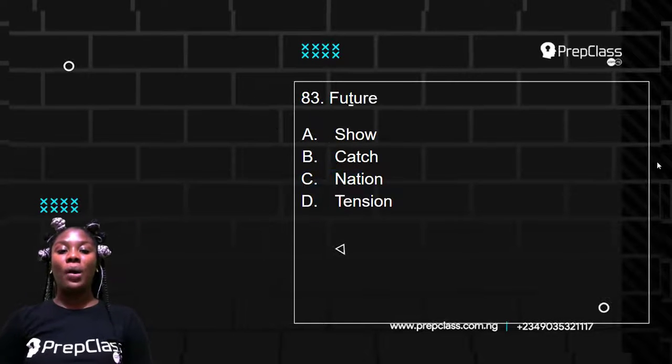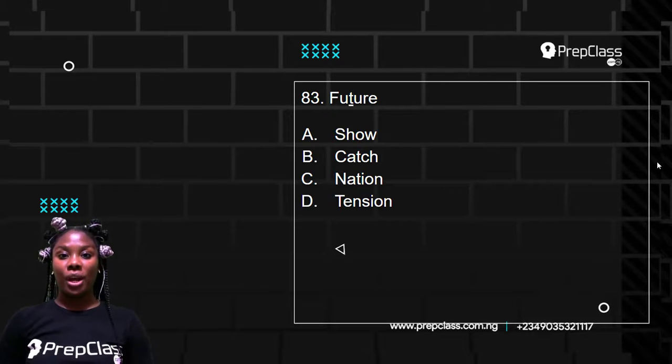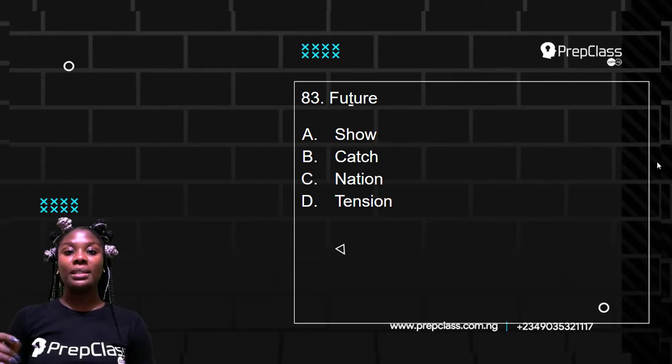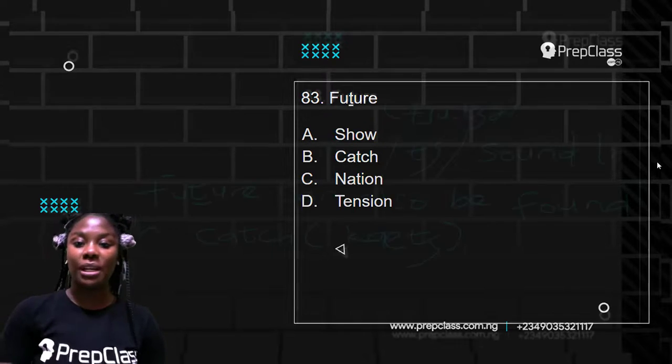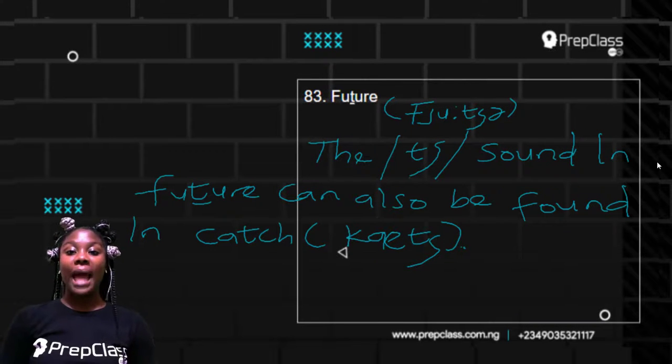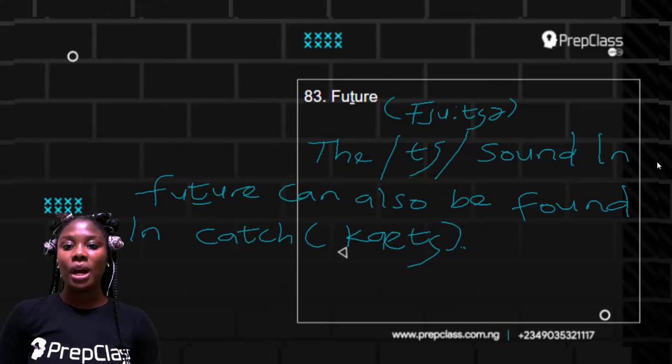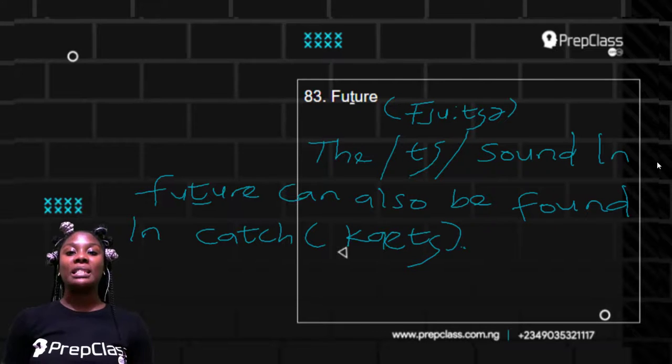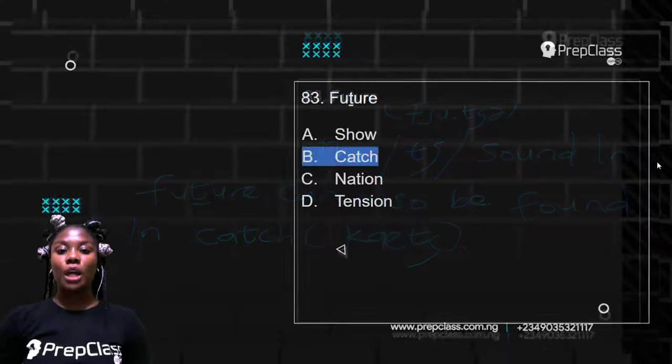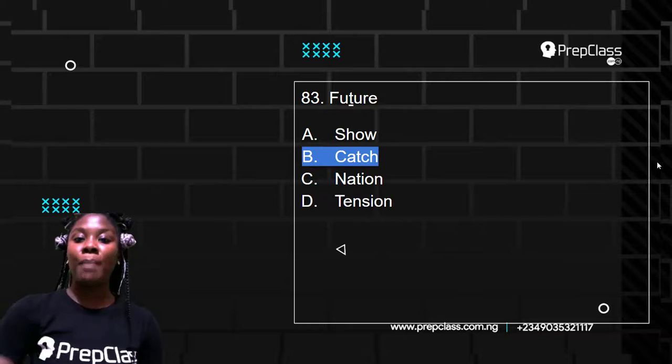Our 83rd question, future, and that's the ch sound. A, show, B, catch, C, nation, and D, tension. So which is it? The ch sound in future can also be found in catch. Catch and future share the same ch consonant sound. So we have it, option B, catch.